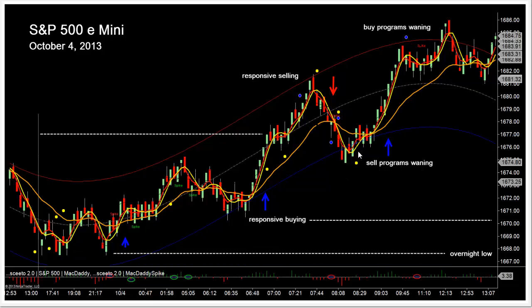Buying interest returned, and the S&P traded back up to what had been resistance at the prior day's high. During the mid-afternoon, the market was relatively flat. S&P futures auctioned up to 1686 before the computerized buy programs ceased executing to the buy side, which resulted in a minor pullback to 1681.